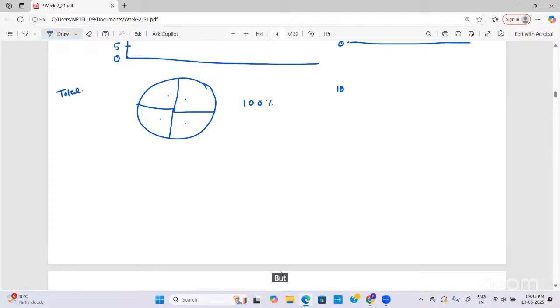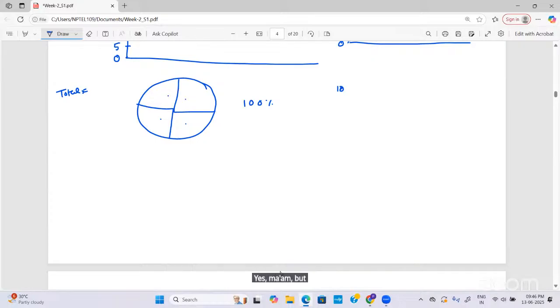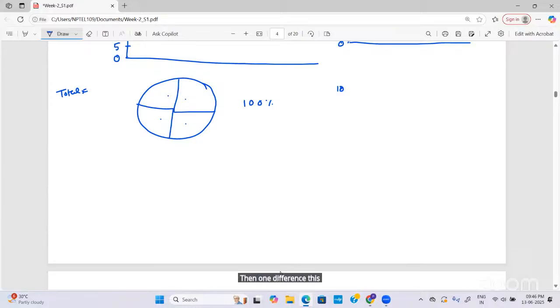But when we look at the full data... So you are saying that you are given the percentage of each category and you don't know the total number of observations. Yes, ma'am. There are two pie charts. In one the total is 10 and in the second it is 10,000, but all the slices and all the percentages are the same. Then what difference does it make? Actually, you just have to multiply.